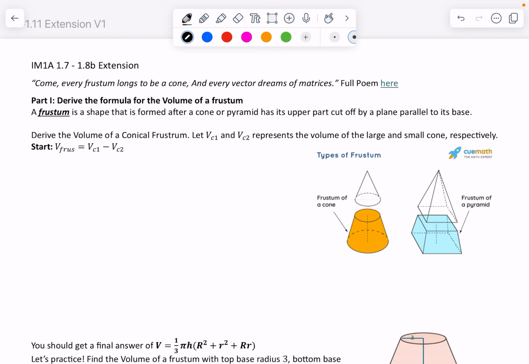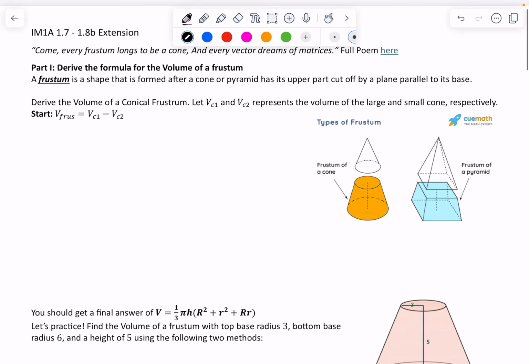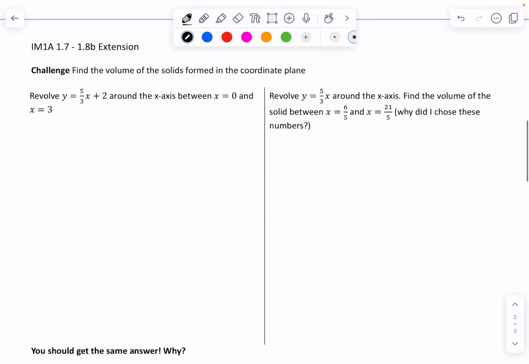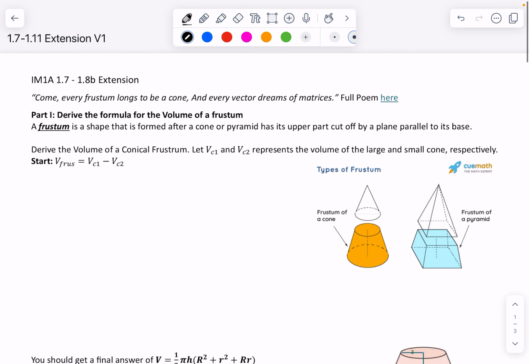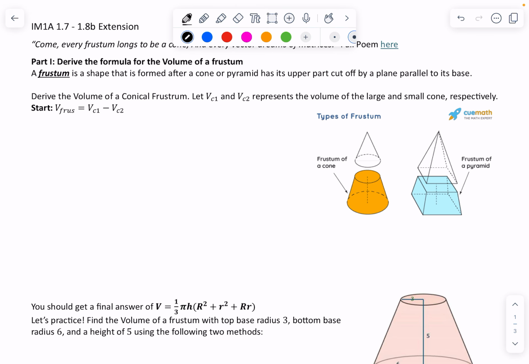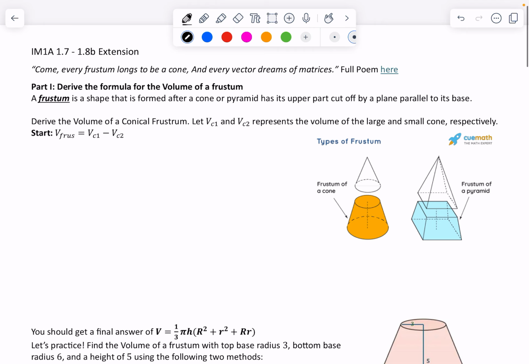Alright. Welcome to this extension 1.7 to 1.8b extension. In this video, we'll be covering a few extension problems related to cones, frustums, and areas of circles. So as you can see in this packet. Okay, good. So for the first part, we're going to focus on the formula for the volume of a frustum.